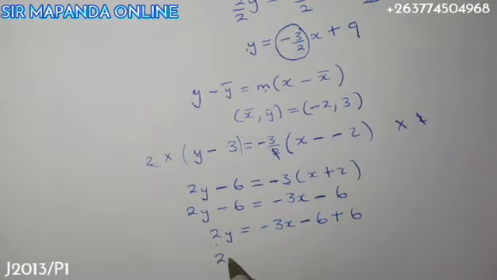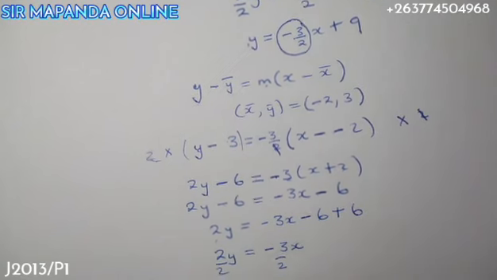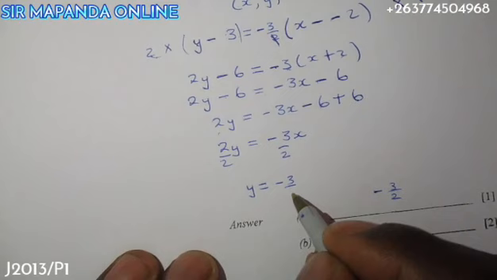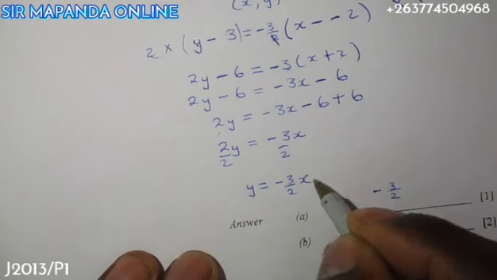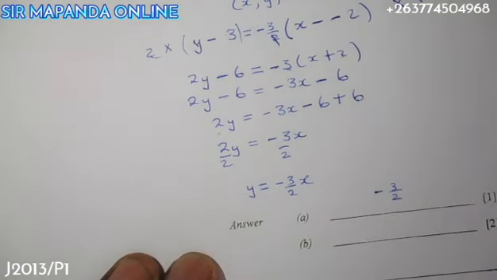So your answer is 2y equals minus 3x. Minus 6 plus 6 gives you 0. So you can leave your answer as 2y equals minus 3x, and you will be correct. Or you can divide both sides by 2 to make y the subject, and your answer becomes y equals minus 3 over 2 x. Then you are home and dry.